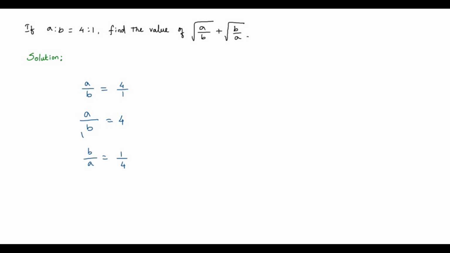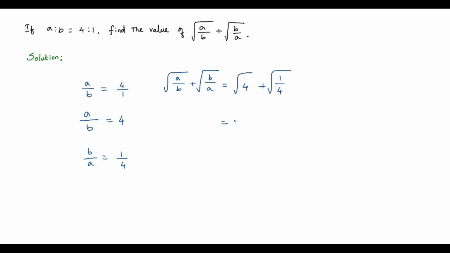So here what I am doing is I am taking reciprocal on both sides. So the reciprocal of a divided by b is b divided by a, and the reciprocal of 4 is 1 divided by 4. Okay, now we got the value of both a divided by b and b divided by a. So we can substitute these two values into the given expression. So square root of a divided by b plus square root of b divided by a is equal to square root of 4, because the value of a divided by b is 4, plus square root of the value of b divided by a is 1 by 4.